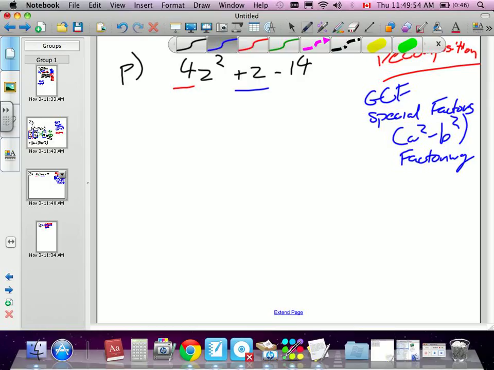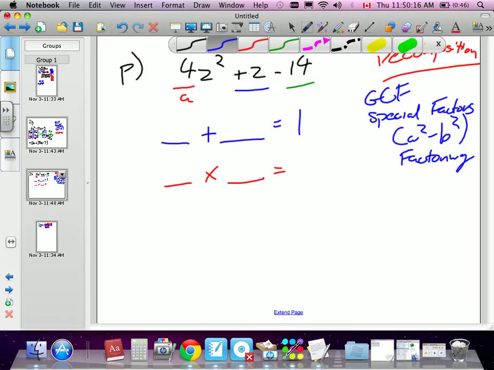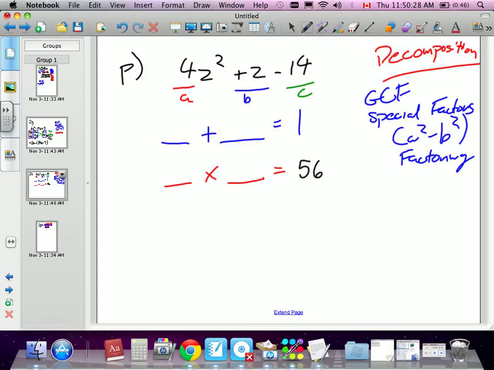And remember, we need 2 numbers that are going to add up to B. What is our coefficient in front of our B term? 1. So we're going to have to add up to 1. And also the 2 terms have to multiply to A times C. This is our A, our B, and our C. What would A times C be? 56 positive? Negative. We have negative 14 multiplied by 4. That's going to give us negative 56. So we need to find 2 terms that add to positive 1 and multiply to negative 56.